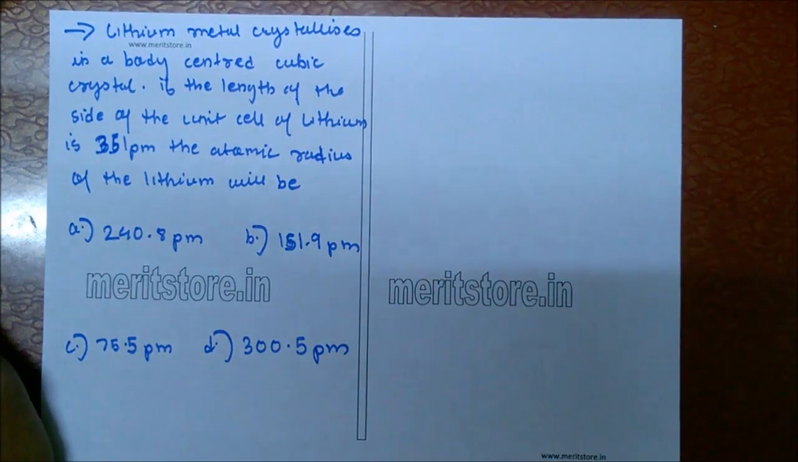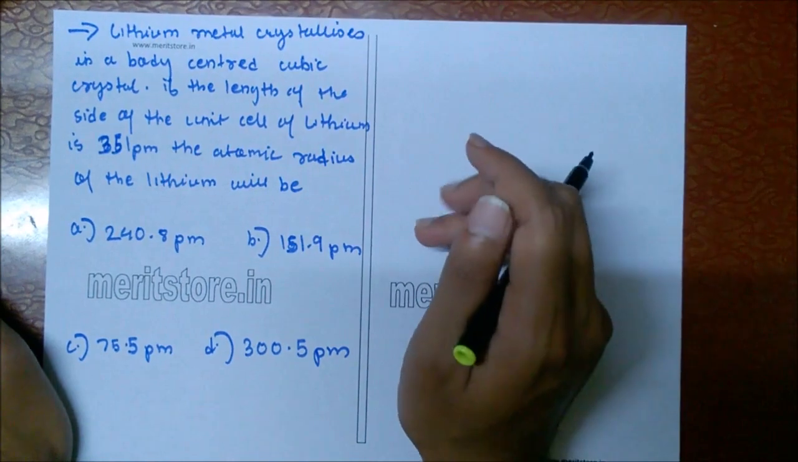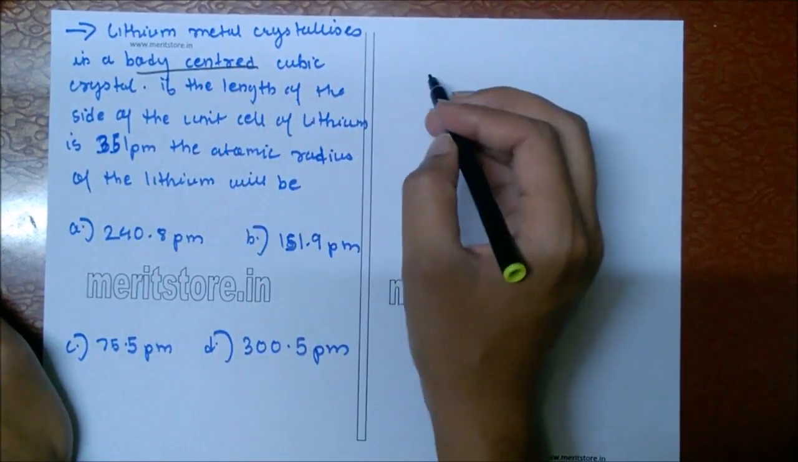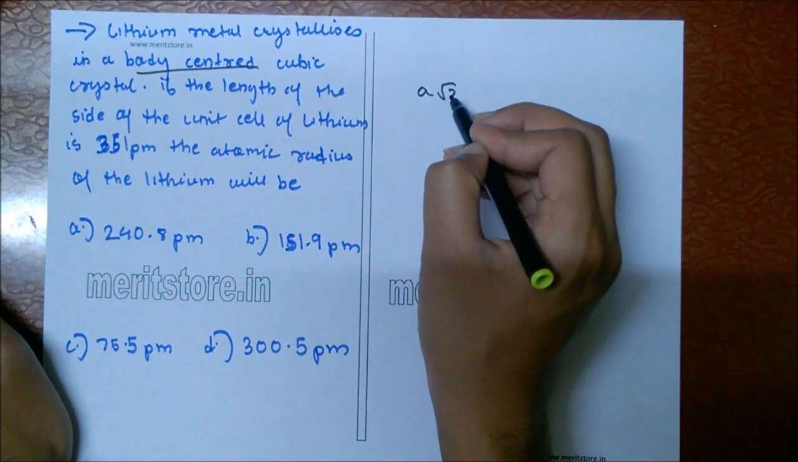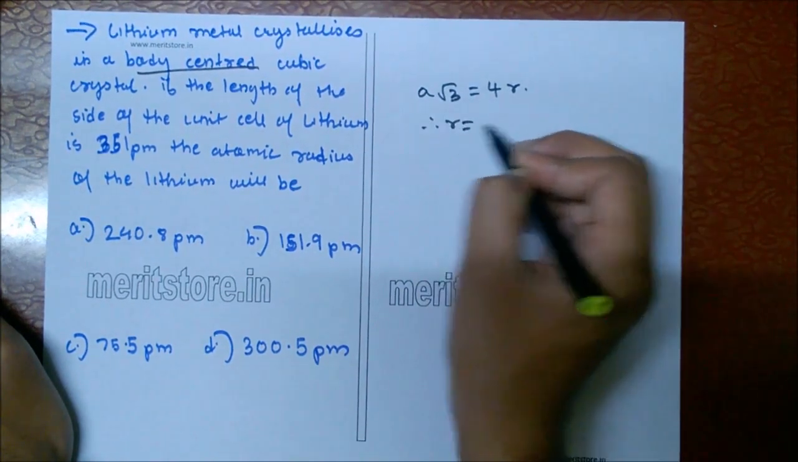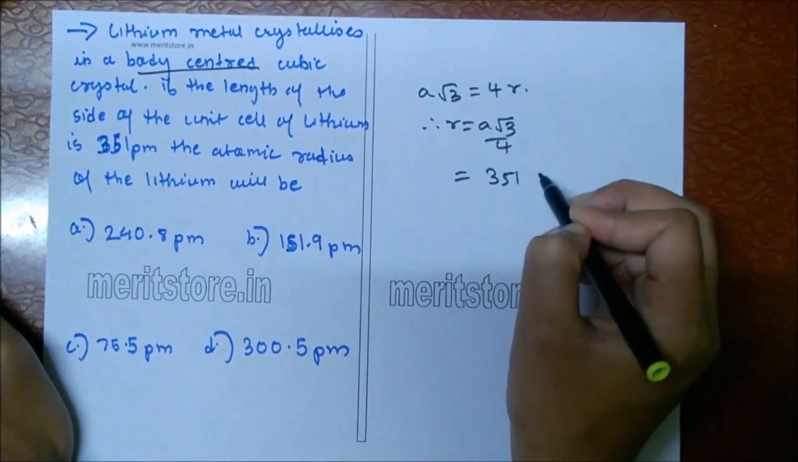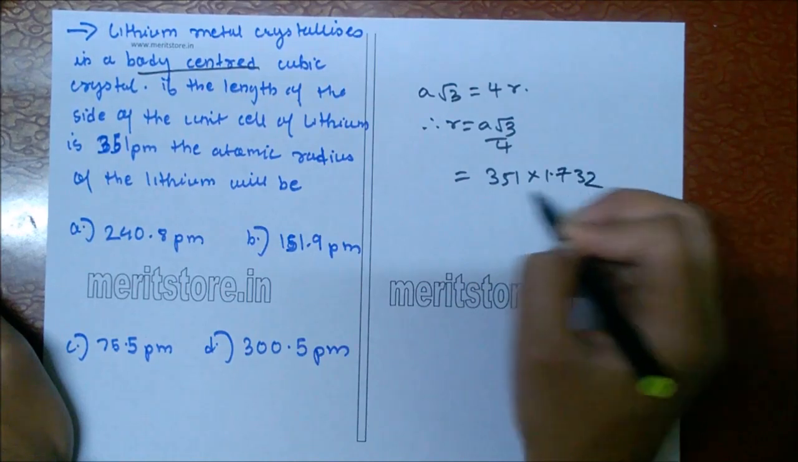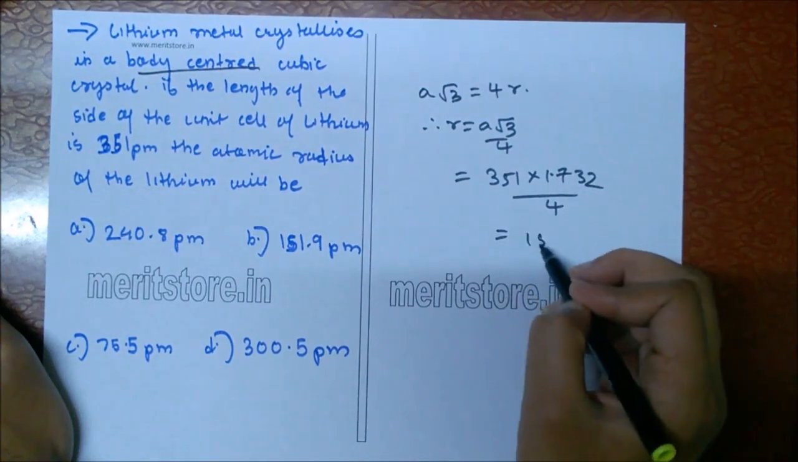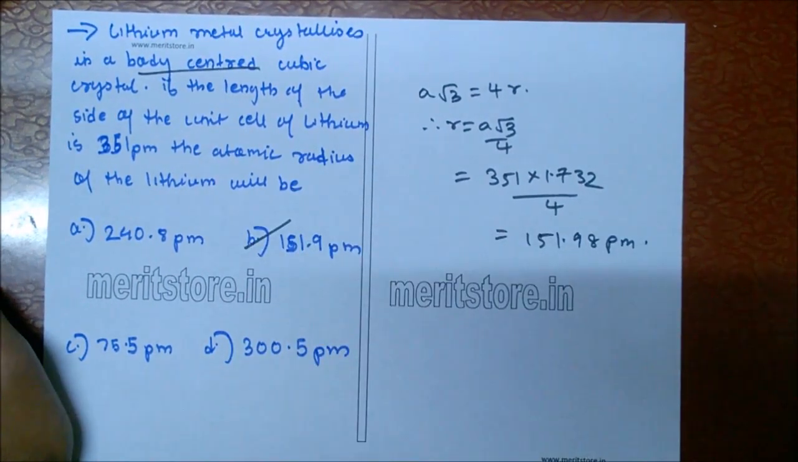Lithium metal crystallizes in a body-centered cubic crystal. If the length of the side of the unit cell of lithium is 351 picometer, the atomic radius of lithium will be? Lithium is a body-centered metal, so we can write the edge length and radius equation as a root 3 is equal to 4r. Therefore, r is equal to a root 3 upon 4, which is equal to 351 into 1.732 divided by 4. On solving, we get 151.98 picometer. So, option B is the correct answer.